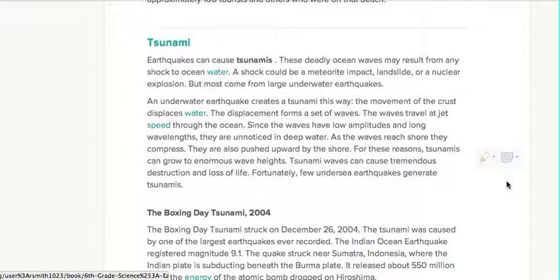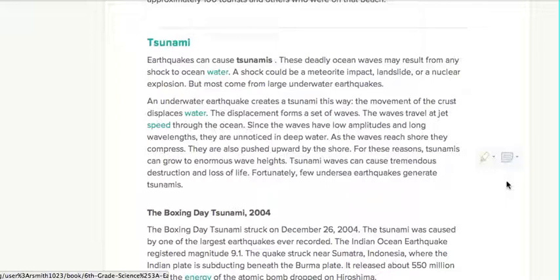An underwater earthquake creates a tsunami this way. The movement of the crust displaces the water. The displacement forms a set of waves. The waves travel at jet speed through the ocean. Since the waves have low amplitudes and very long wavelengths, they are unnoticed in deep water. As the waves reach the shore, they compress. They are also pushed upward by the shore. For these reasons, tsunamis can grow to enormous wave heights.